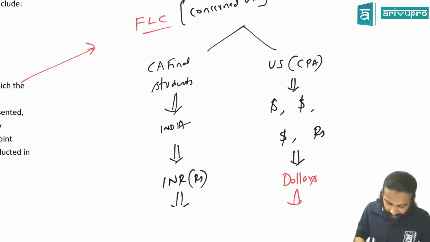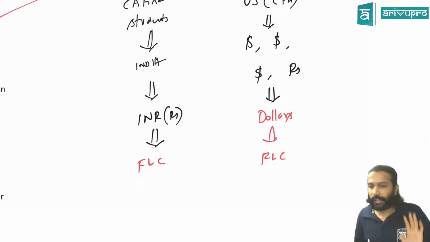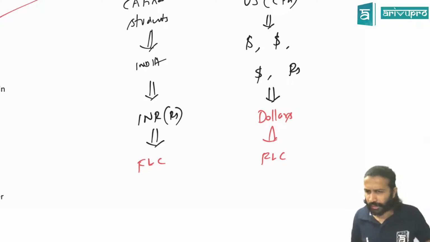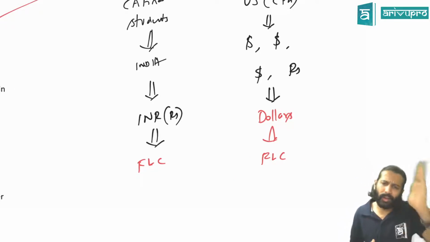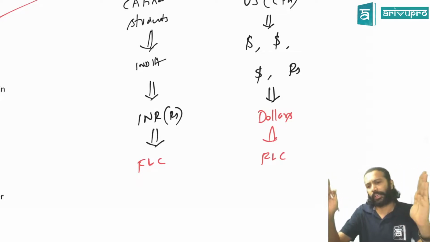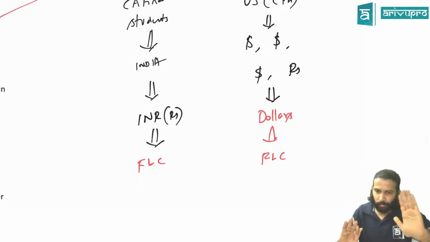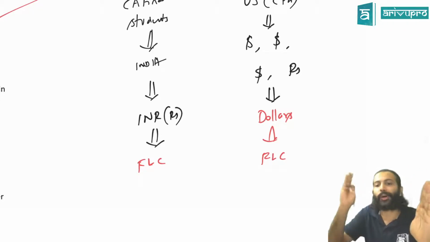You can't have 10 different functional currencies. Functional currency will be one. In rare circumstances you can have more than one functional currency. I'll tell you about those circumstances, not for the time being. But the general rule is one company, one entity means one functional currency. I'll tell you a small exception for that, but for the time being, just remember that one entity means one functional currency.